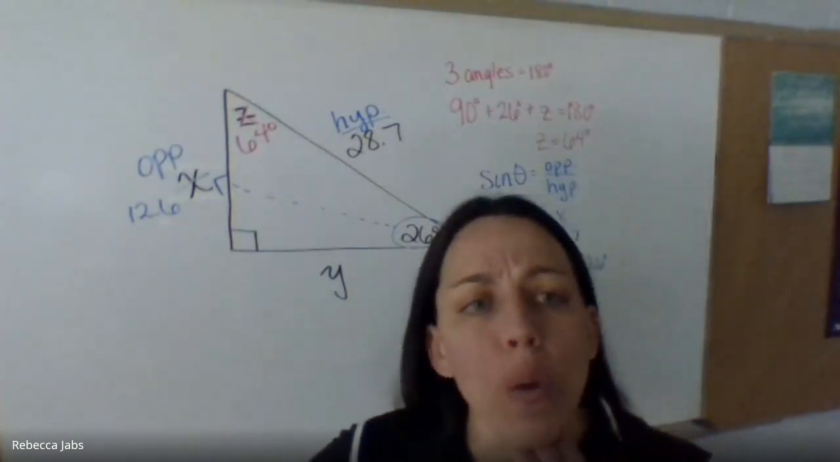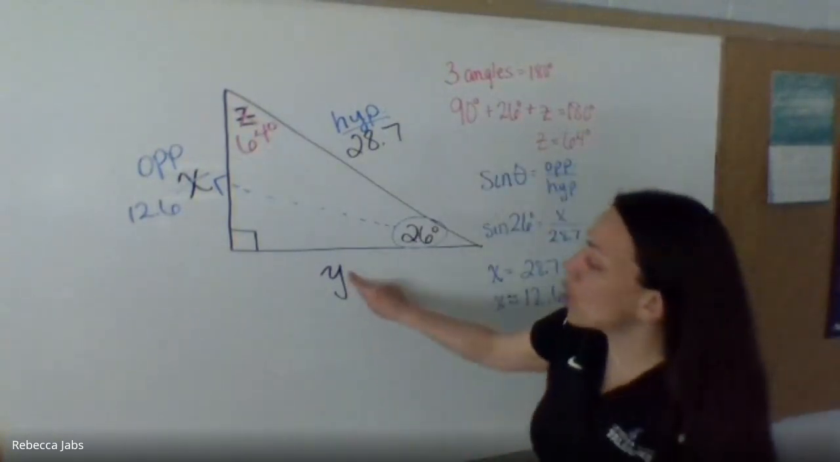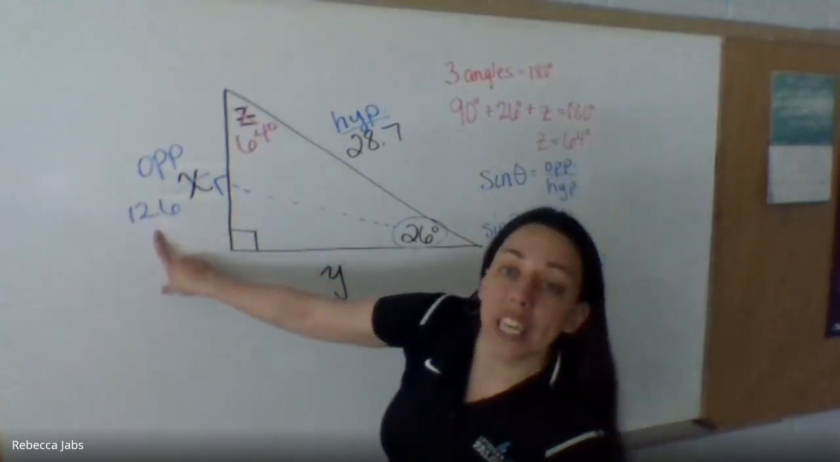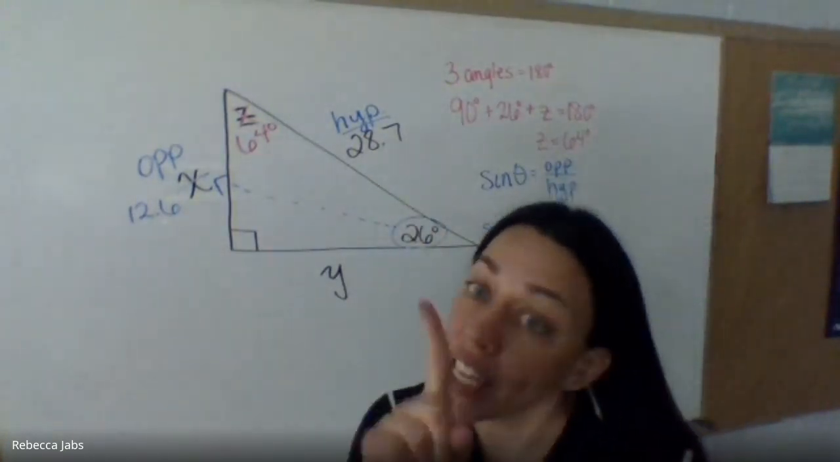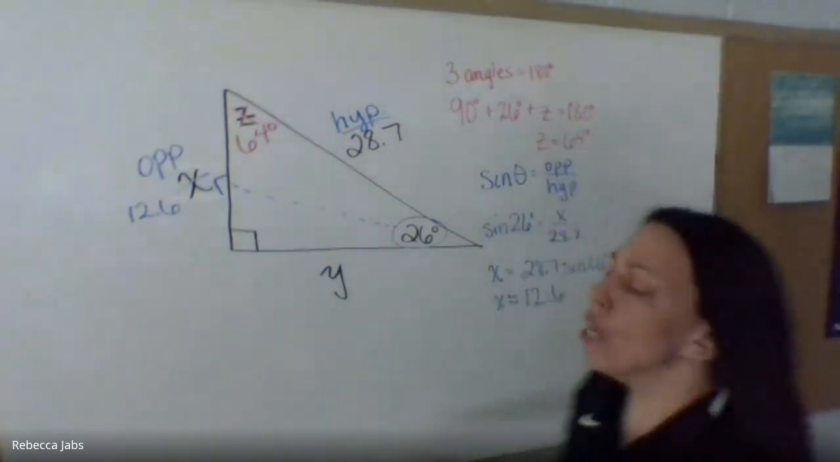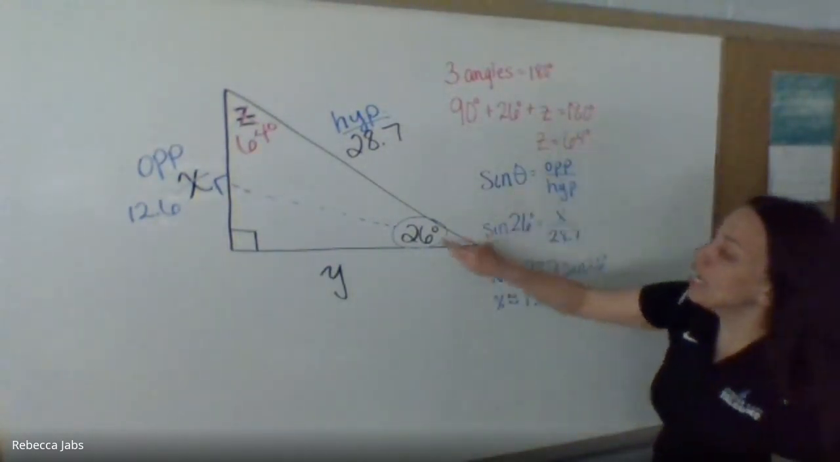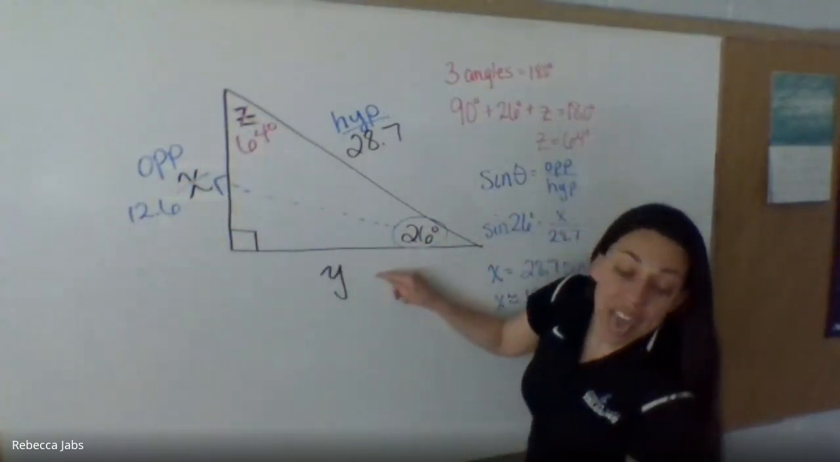A couple days ago, we learned something called Pythagorean's theorem. We could do y squared plus 12.6 squared equals 28.7 squared. That is something we could do. But some people say to me, usually when we're in class, well, Miss Jabs, if we used sine to figure out this side, this guy's right next to him.